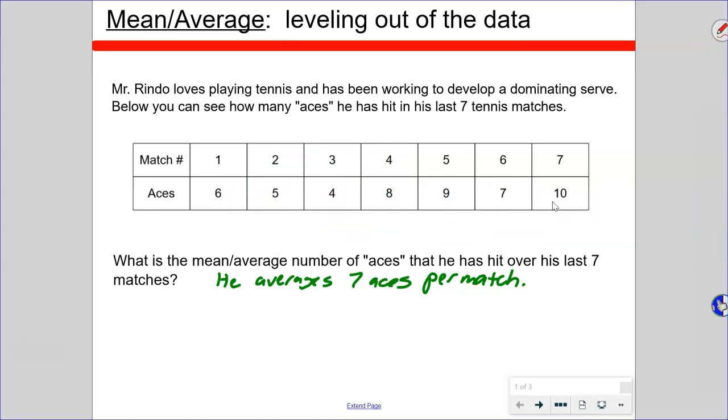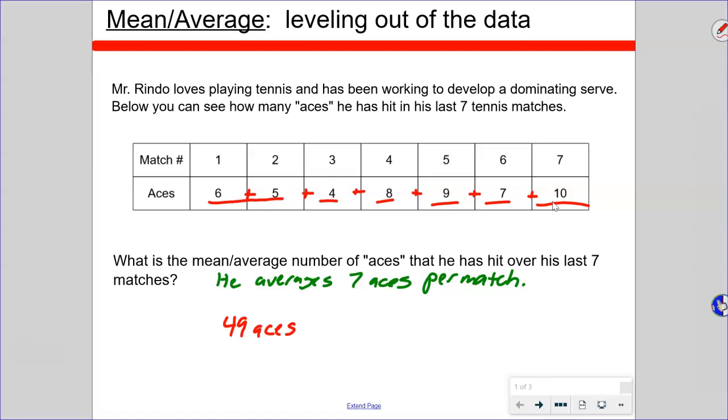If I want to level all of these aces out so that they're the same, what I could do first is I could just add them all together. So if I go ahead and add up the total number of aces over the last 7 matches, I'll do that real quick. 6 plus 5 is 11, plus 4 is 15, plus 8 is 23, plus 9 is 32, plus 7 is 39, plus 10 is 49. So I can write that down here. All together, I have hit 49 aces in the last 7 matches.